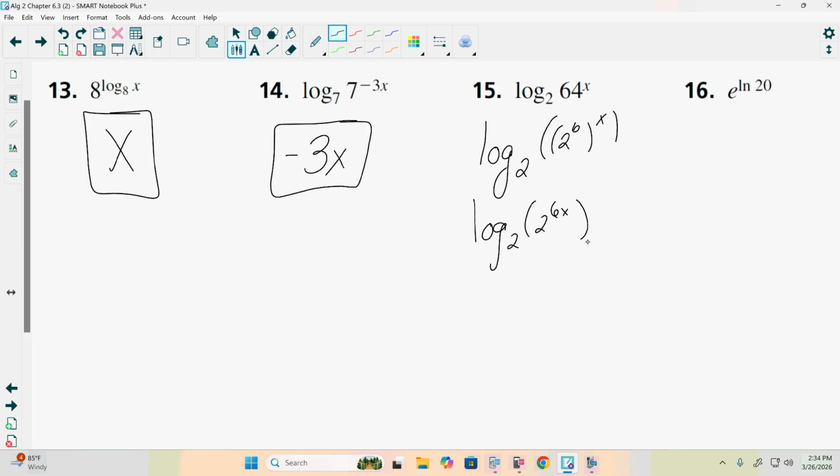Telling us that log base 2 of 64 to the x is the same as log base 2 of 2 to the 6x, which would simplify, leaving us with 2x.